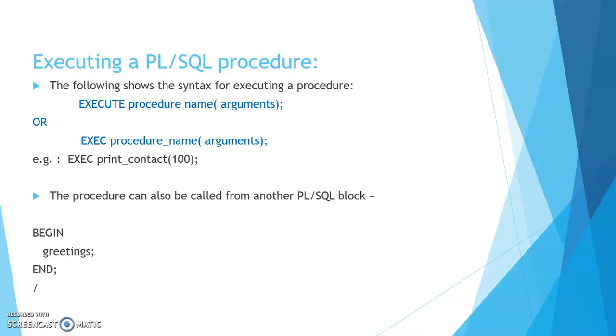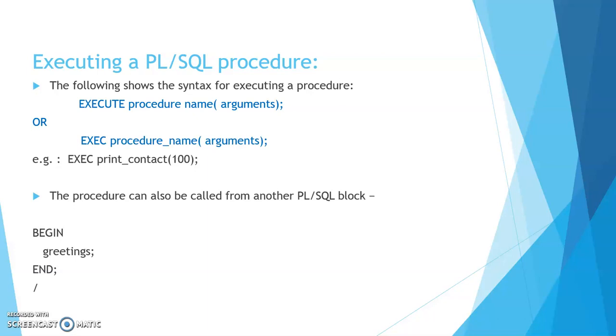Now, let's understand the calling part of a PLSQL procedure. A PLSQL procedure can be called in two ways. The first way is using the execute keyword. You can see the syntax for executing a procedure. The first syntax is execute procedure name argument, and the second syntax is exec procedure name argument.